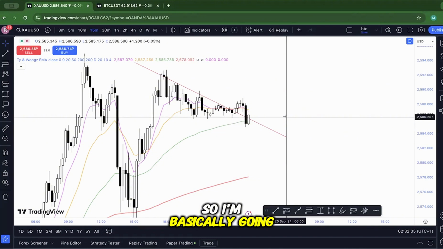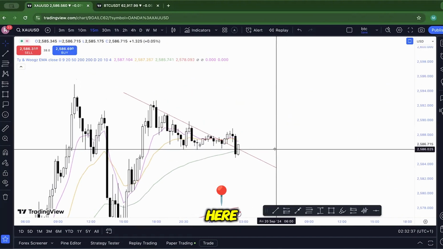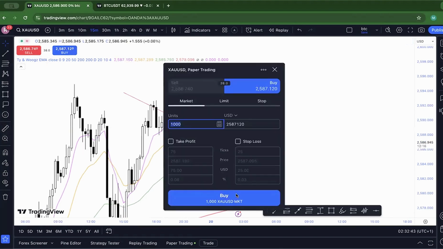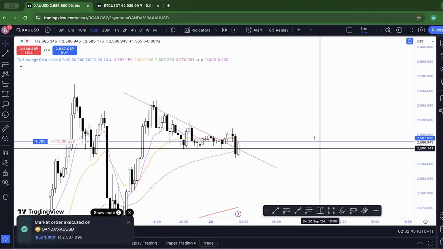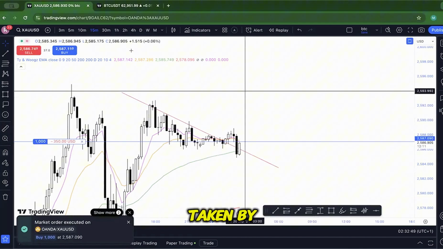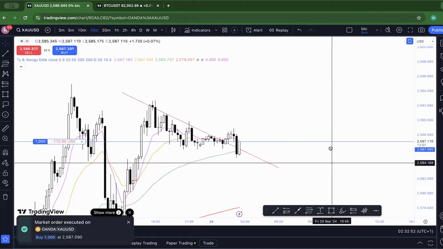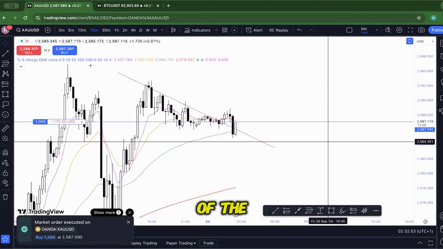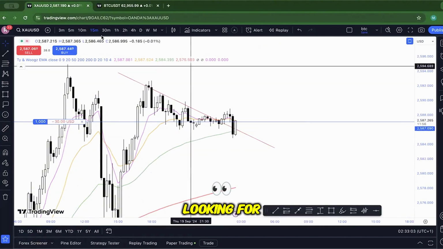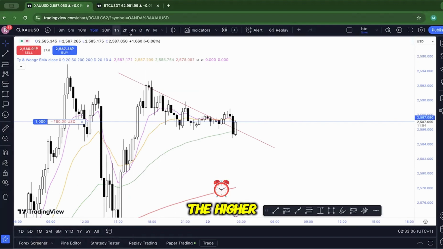So I'm basically going to take a buy here, take a buy off the EMA moving average that we have. And the reason why I'm looking for a buy is because of the higher time frame.